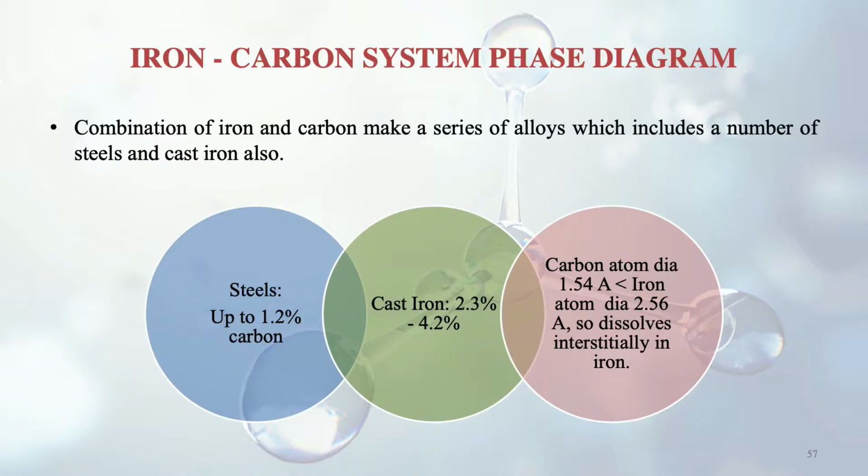Carbon atom diameter is 1.54 angstrom, which is less than the iron atom diameter, which is 2.56 angstrom. So that's why, because of the lesser diameter of the carbon atom, it can dissolve interstitially in iron. Angstrom is a unit which is about 10 to the power minus 10 meters.